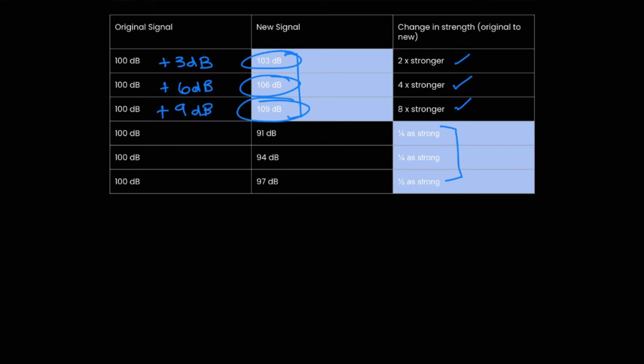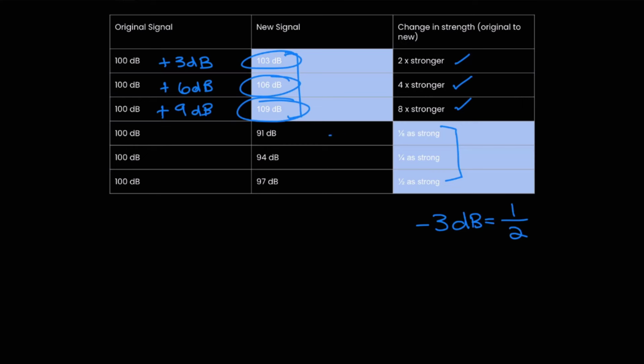Looking at the bottom 3 rows, we are seeing that we are now decreasing our original signal. We are decreasing from 100 to 91, 100 to 94, and 100 to 97. These decreases in signals mean that we are working with negative decibels. So remember that negative 3 decibels results in a wave that is half as strong. So let's figure out what our decibel changes were for our original to new signals.